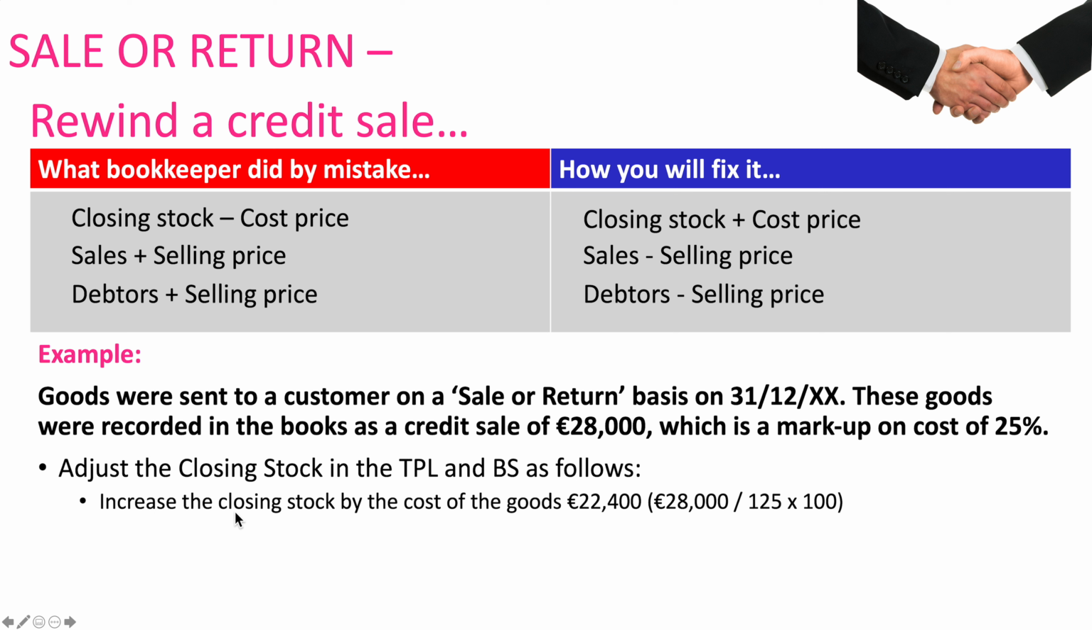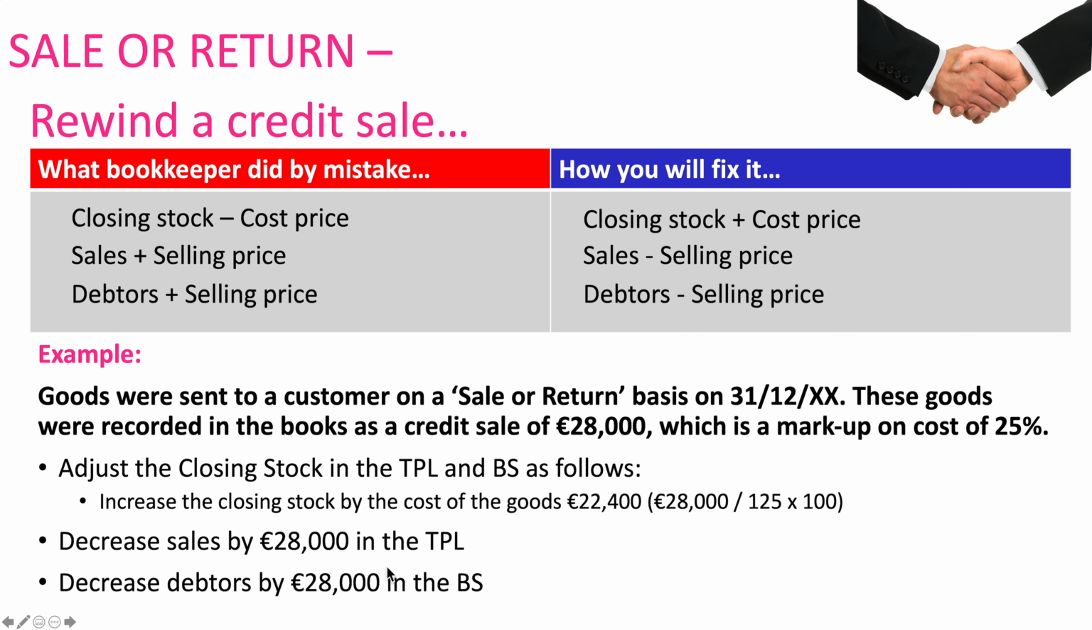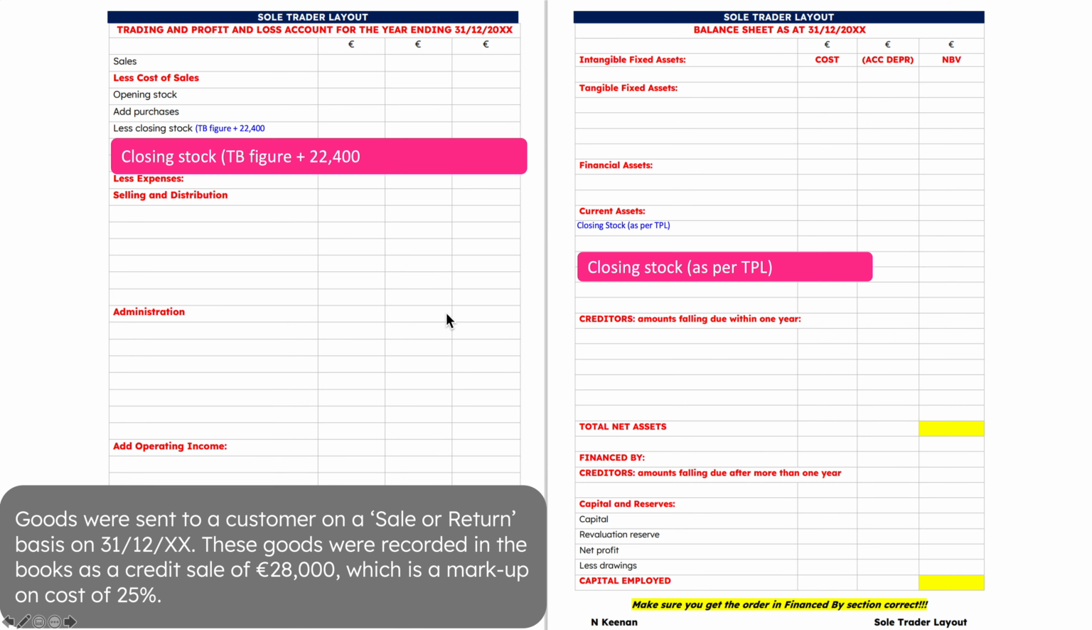So we increase the closing stock by the cost of the goods, which is 22,400, which is 28,000 divided by 125 multiplied by 100. We decrease the sales by 28,000 in the TPL and we decrease the debtors by 28,000 in the balance sheet. So this is how it's going to look in the books. So you've got your trial balance figure, your closing stock figure.